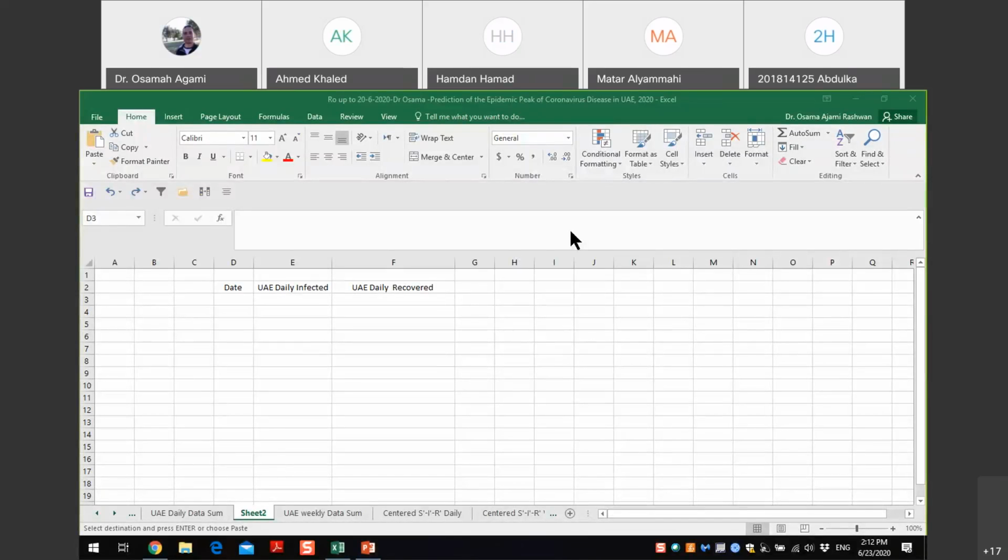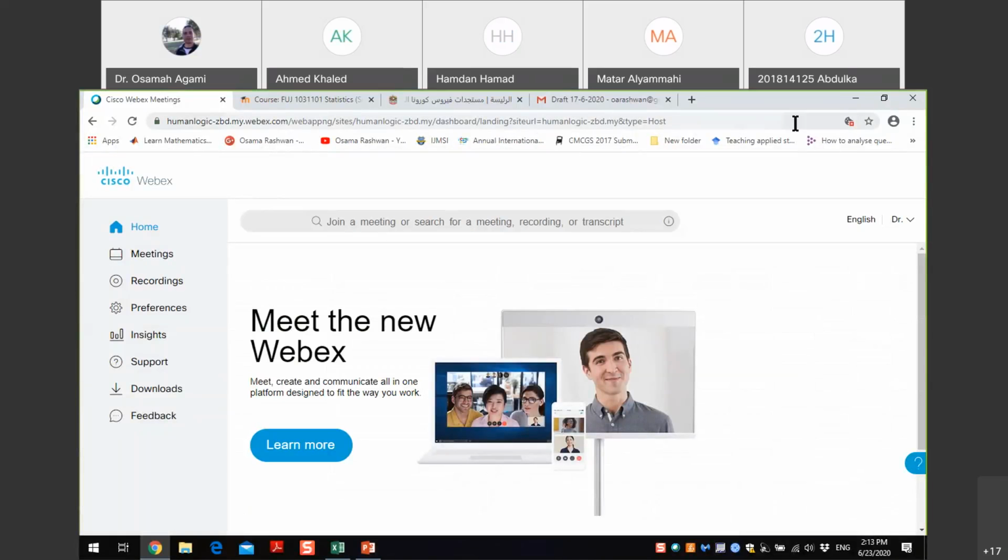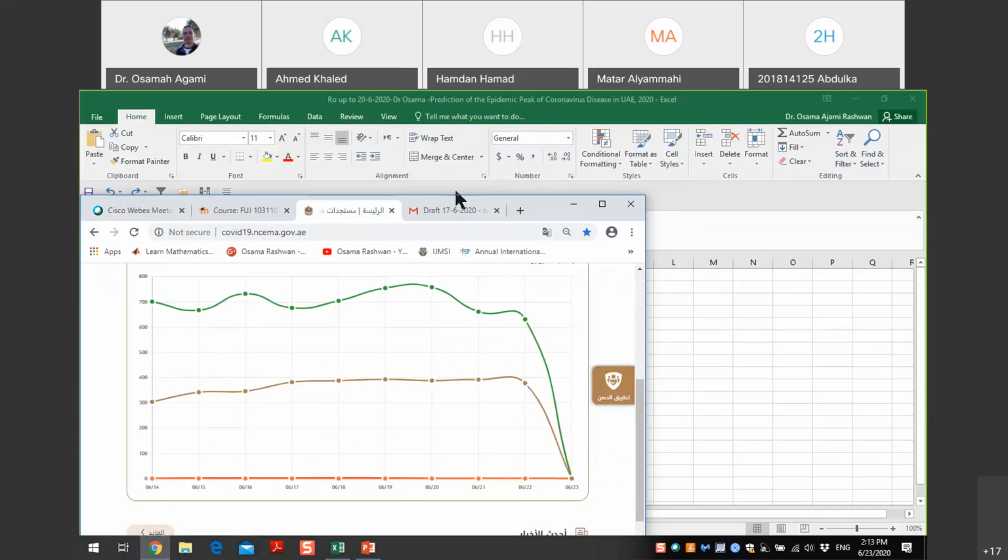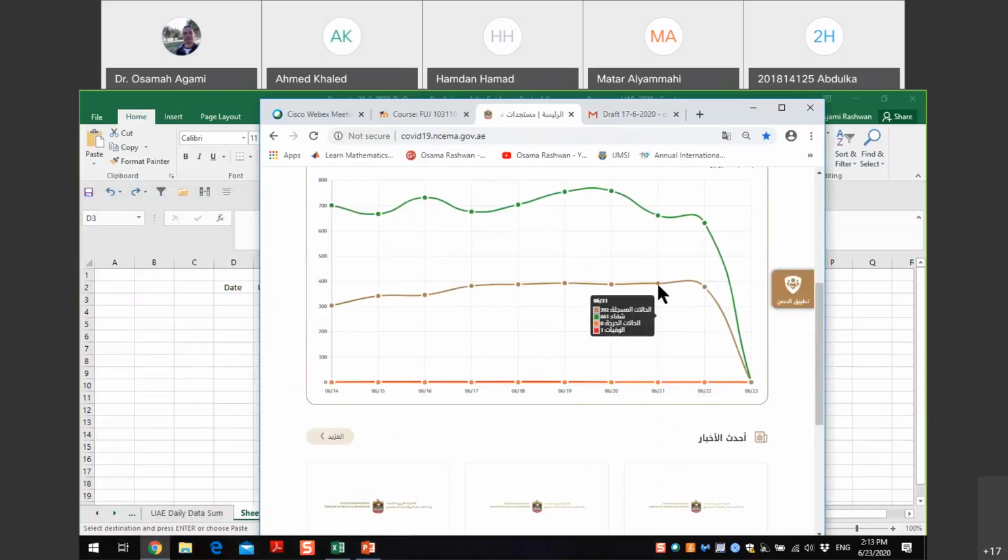Hi guys, today we will have an application for COVID-19. Have you heard about it? Yes, we heard. This is the official website for the United Arab Emirates. If you go to any date, it gives you how many are infected, how many recovered, how many are in critical condition, and how many died, right? So day by day, okay?